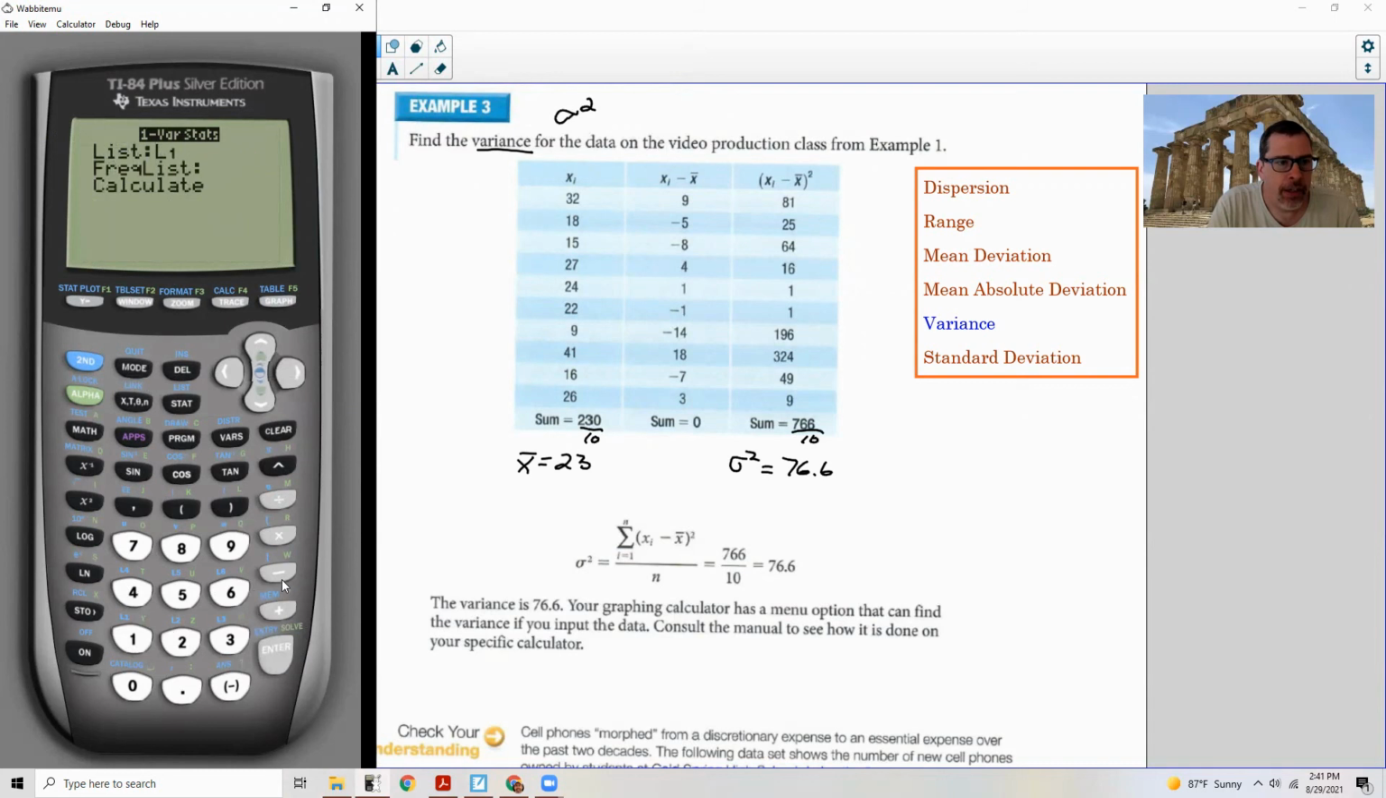Calculate, enter, enter, enter, enter, and there's more. See this arrow here? N equals 10 tells us how many were in our set. Go down one, the minimum was 9. Quartile 1 is 16. That's if we're doing box plots. The median is 23. Quartile 3, again with box plots, is 27. The maximum is 41. So it tells us everything we need to know, but we had to square this. We want sigma squared. So the variance is 76.6.